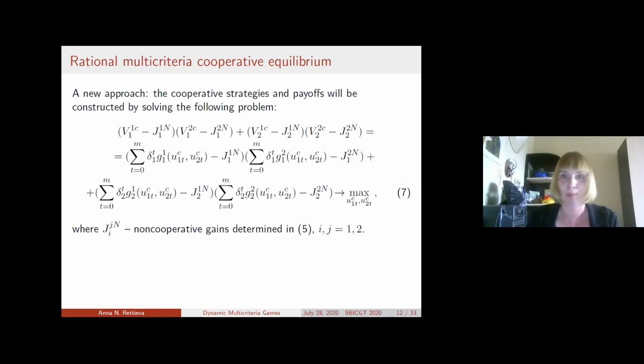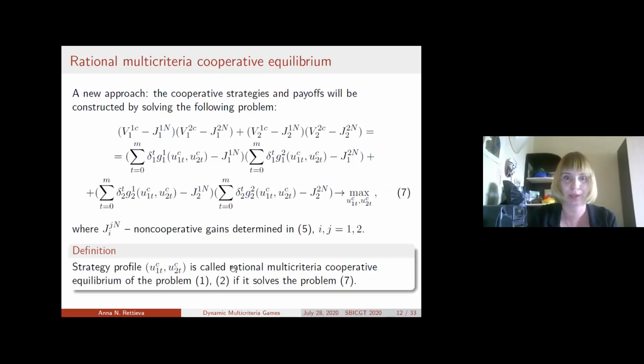That's why we present a new approach to construct the cooperative behavior. So we will construct it as a solution of this problem. You see that here we maximize the sum of the individual players' payoffs. So it's similar to the classical cooperative behavior, when the players sum up the individual payoffs. But here, individual payoff is the product of the difference between cooperative and non-cooperative payoffs in 2 criteria. And under cooperation, they do it jointly, so they sum up their individual payoffs. And we call this solution a rational multi-criteria cooperative equilibrium.